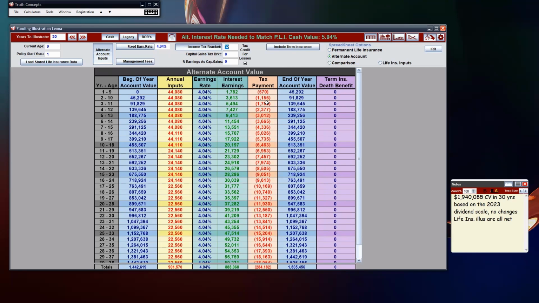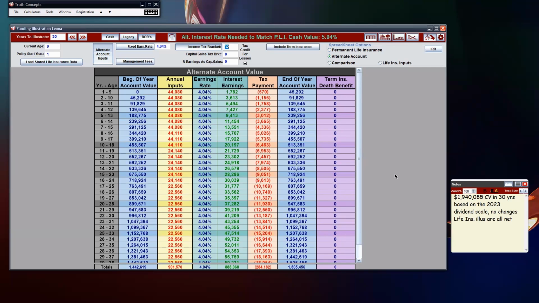What we see is we'd have this string of payments that would have to come out of this account to keep this account going. And so at the end of this time frame, we'd only end up with $1,505,000 rather than the $1,940,000 we had in the life insurance policy. That's because the 4.04 was gross and the taxes had to be paid out of the earnings.